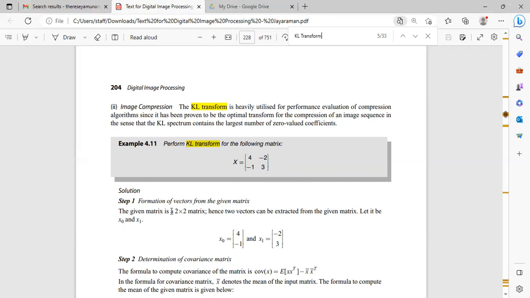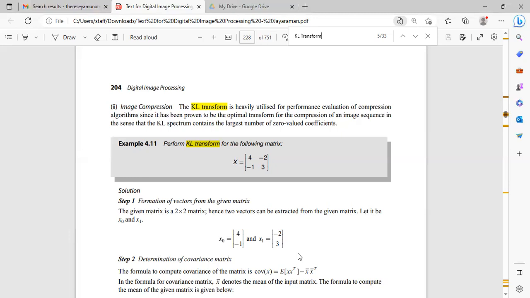So the first step will be formation of vectors from the given matrix. The given matrix is a 2x2 matrix. Hence, two vectors can be extracted from the given matrix. Let them be x0 and x1. x0 will be the first column vector, and x1 will be the second column vector. Do you understand this? If you are given a matrix, you have to divide the matrix into column vectors. The number of column vectors will be equal to the number of columns in the given matrix.